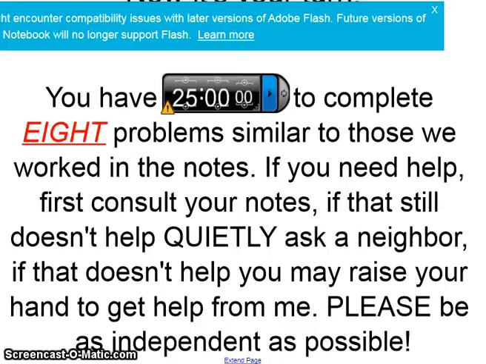But it says you have 25 minutes to complete 8 problems similar to those that we worked in our notes. If you need help, first consult your notes. So use your notes first. Then if that still doesn't help, quietly ask your neighbor. That's the person that's sitting next to you, not across the room. And if that doesn't help, you may raise your hand. Raise your hand, don't shout out to get help from me.